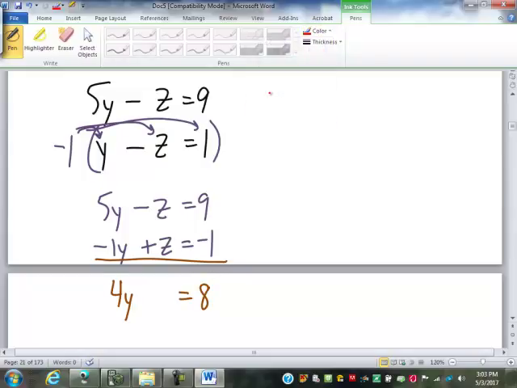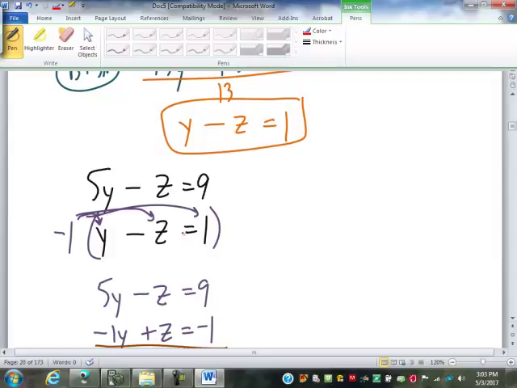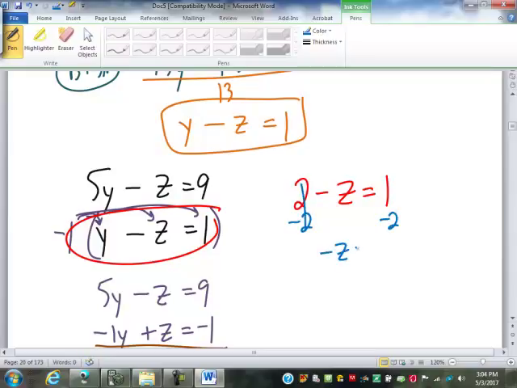So then all we have to do to find y is divide by 4. So y equals 2. Now I have to go back and find z. I have y minus z equals 1. So if y is 2, 2 minus z equals 1. I have to solve that. Some of you might be able to just look at that and see that z has to be 1. Well, let's solve it the long way, the formal way. We're going to subtract 2. That gives us negative z equals 1 minus 2, which is negative 1. And then we will divide by the negative 1.